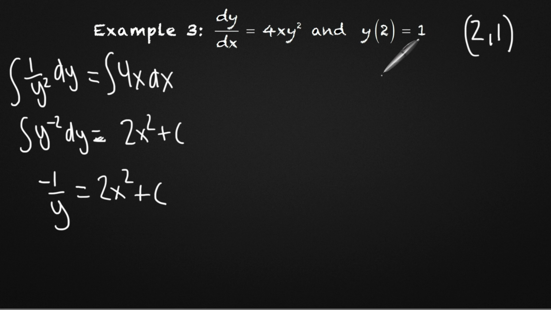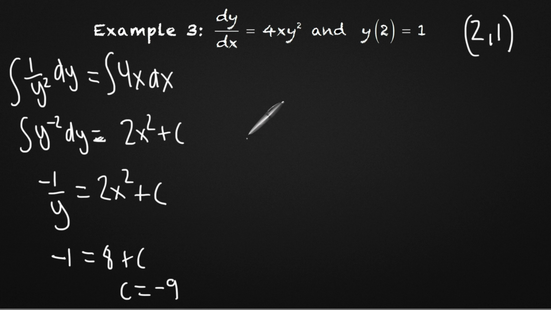Now I'm going to plug in my initial condition. So x is 2, y is 1. So when y is 1, I have negative 1 over 1. And then 2 squared is 4 times 2 is 8 plus c. So my c is going to be negative 9.